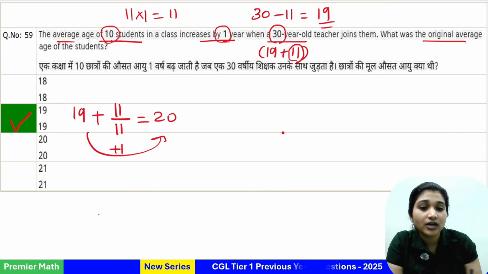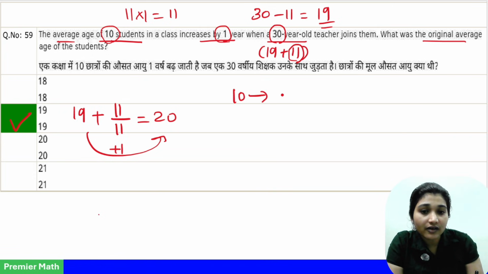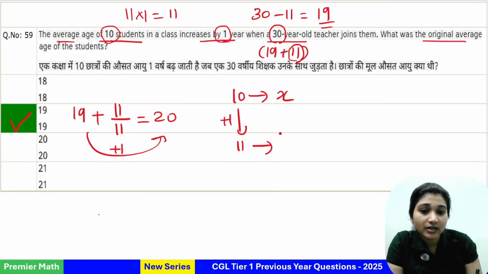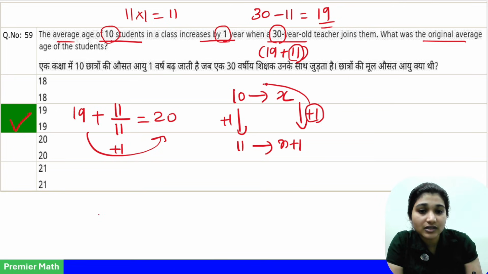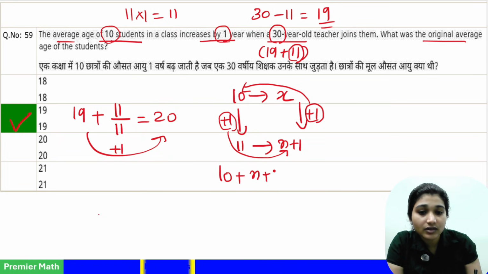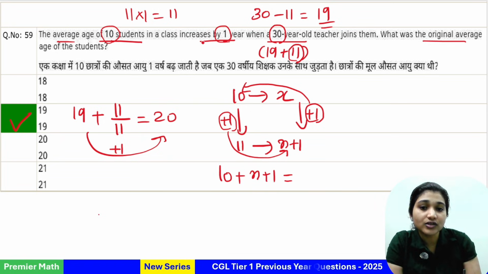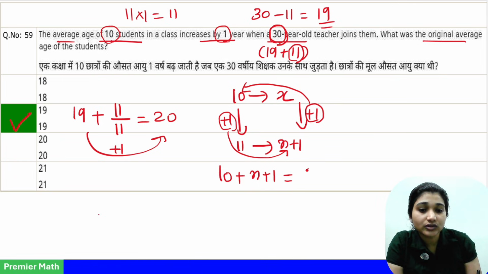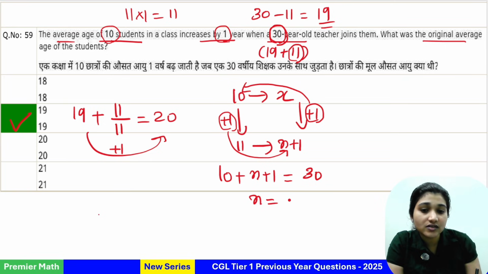Or, the average of the 10 people, take it as x. Then 1 person joining, total 11 people. Now the 11 people's average is equal to x plus 1, because the average increased by 1. Now this 1 increment is for these 10 people, so 1 into 10 is 10. And this 1 increment is for this x plus 1. So 10 plus x plus 1 is totally due to this 30-year-old joining. So the total sum is equal to 30. From this, x is equal to 30 minus 11, 19.